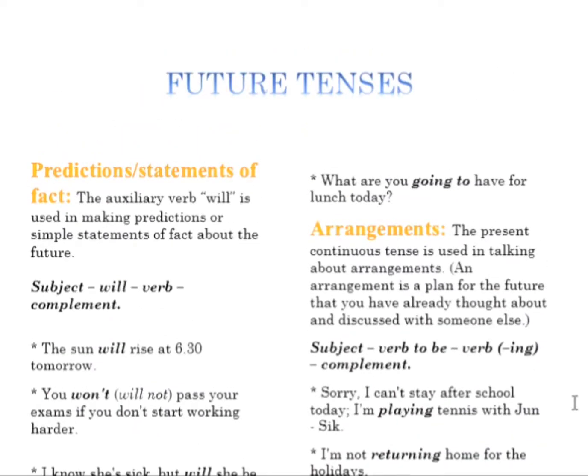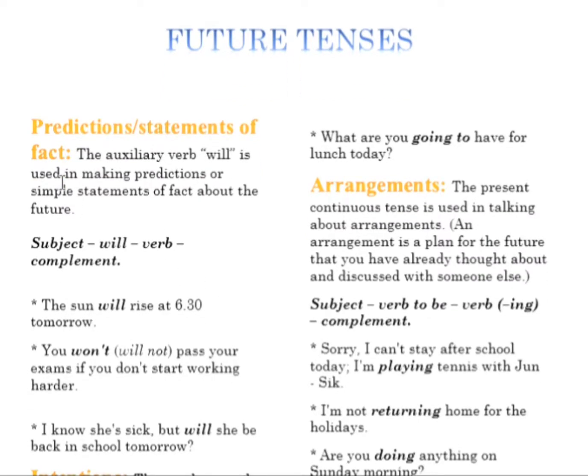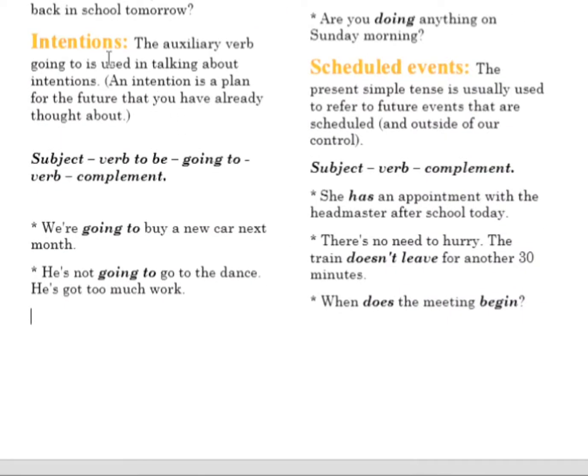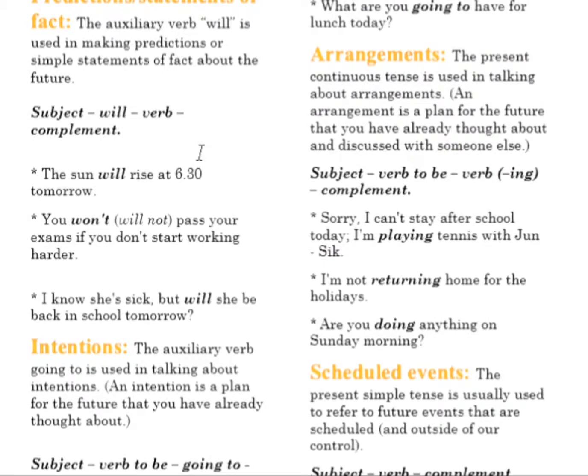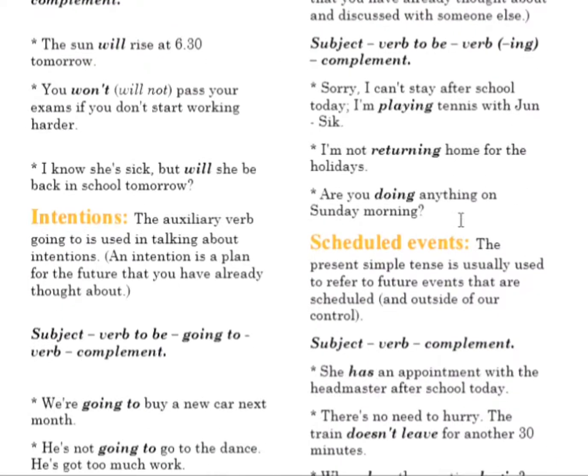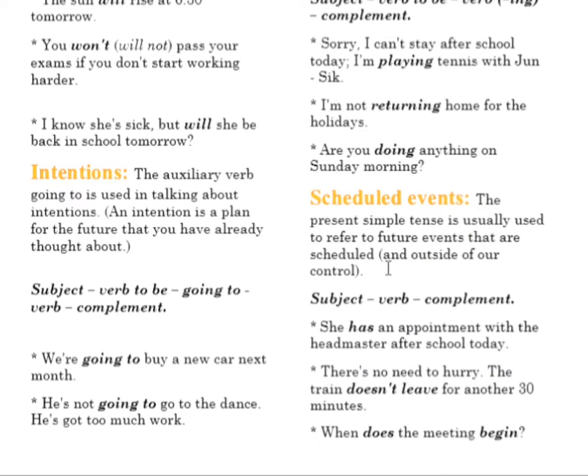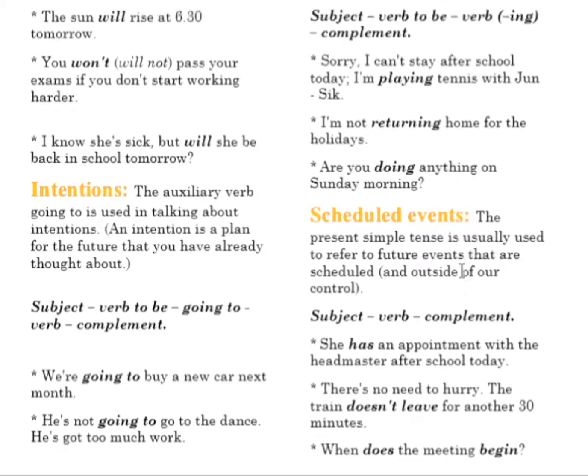Okay, so there are four main ways in which we can talk about the future. For predictions, or general facts, or spontaneous decisions, we use will. For intentions, or plans for the future that we have already decided before, we can use going to. For arrangements, we can also use present continuous. And for scheduled events and things out of our control, we can also use present simple tense.